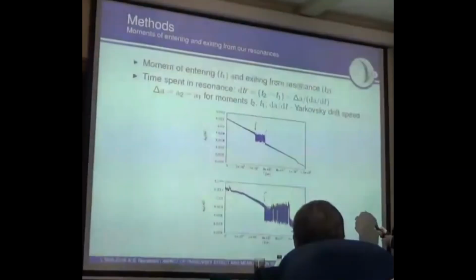At the beginning, after numerical integrations, we had to calculate the moments of entering and exiting the resonance, T1 and T2. In the first and second plots, we also see the moments of entering and exiting, and this very large amplitude of change of semi-major axis means that the asteroids spend this time, for example, from 60 to 100 million years in resonances, and in this part of the semi-major axis there are no resonances, and our objects are out.